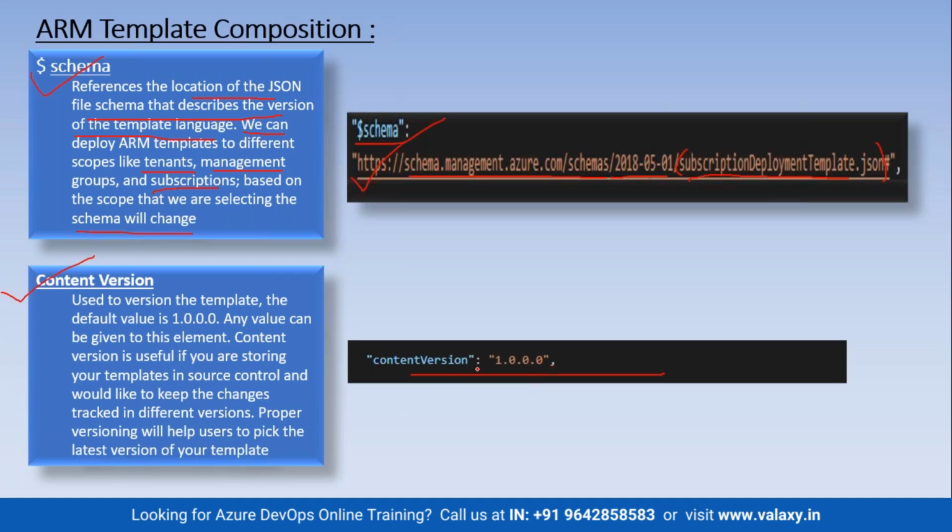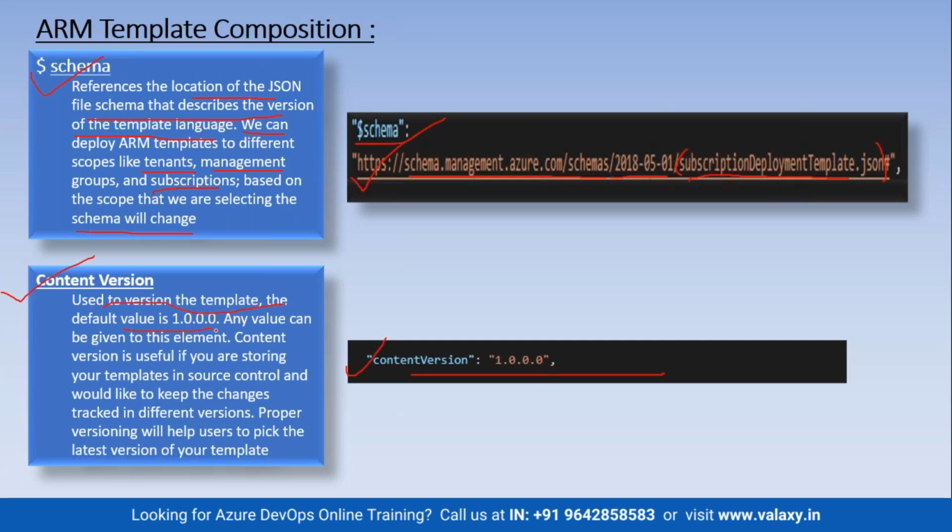Whenever you create a new template, by default you get something like this. When you keep on updating your template, you can keep on updating these numbers by yourself. You can put whatever numbers you want. If your template is part of your repository or source control, then this is not even required. But if you want to manage your own version by yourself, then you can put your content version over here. This is used to version the template.